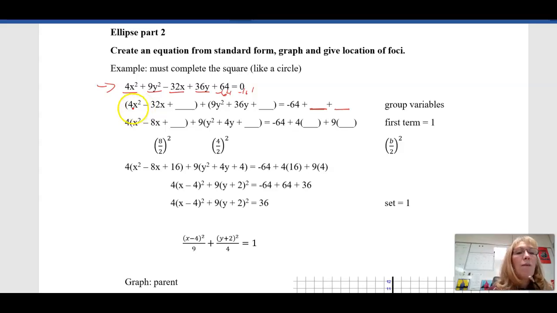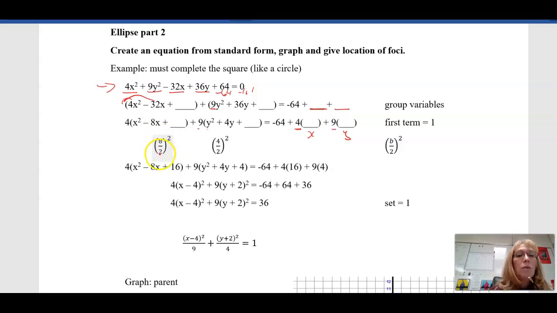So this time we're going to factor the 4 out. So we're dividing by 4 basically. The 4 goes on the outside, giving me x squared minus 8x. But that means I also have to put a 4 in front of the blank over here because I'm going to multiply that. Over here we have to factor out whatever's in front of the y squared, which is a 9. So we factor it out, giving us y squared plus 4y, and also adding the 9 here because of the y. Now we complete the square.